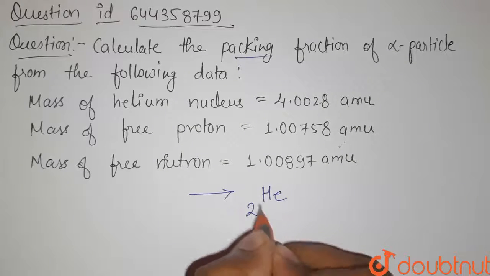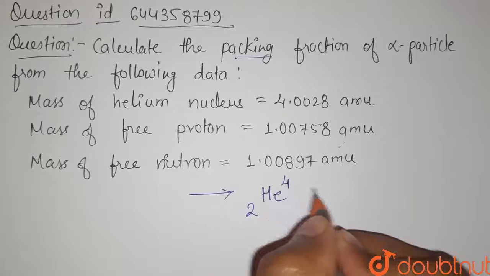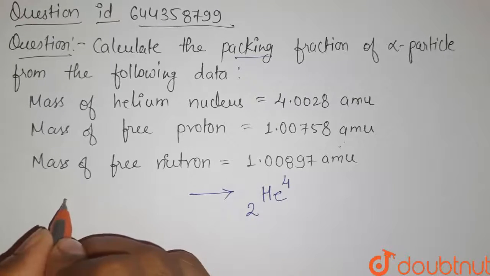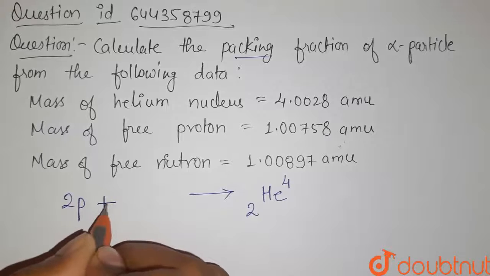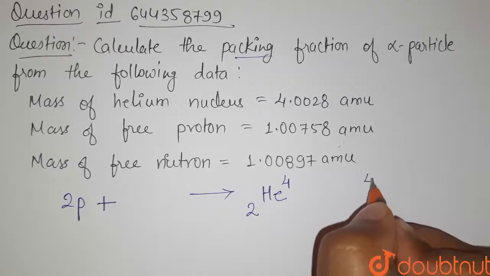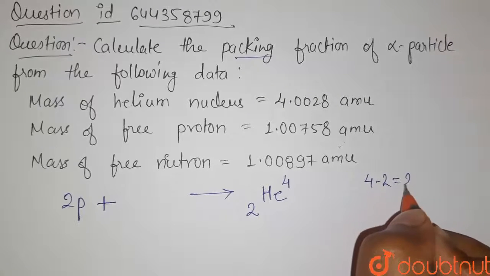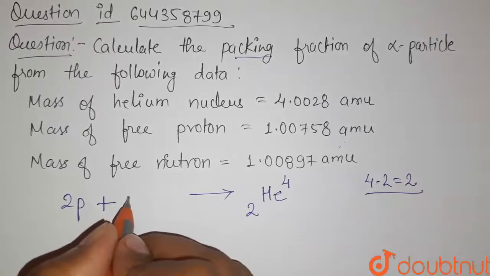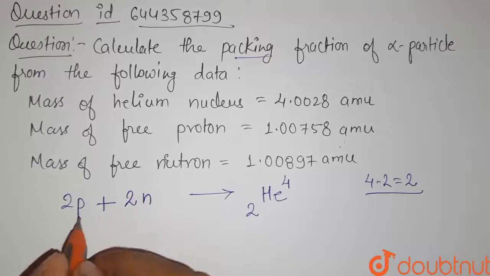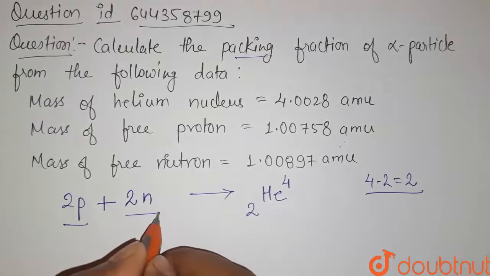It has atomic number 2 and mass number 4. Since it has atomic number 2, that means it is formed by 2 protons. Now its mass number is 4. Therefore, the number of neutrons will be given by 4 minus 2, that is equal to 2. That means the number of neutrons in it is equal to 2. So it is formed by 2 protons and 2 neutrons.